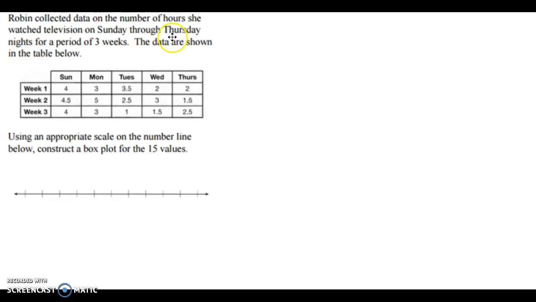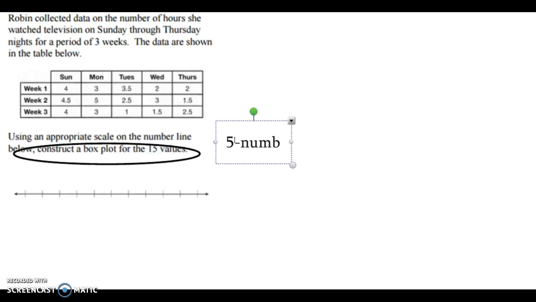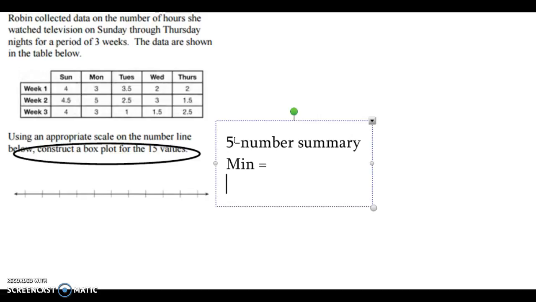All right, next question. Robin collected data on the number of hours she watched television on Sunday through Thursday for a period of 3 weeks. All of these data are talking about the same exact thing, the number of hours that she watched television. So it's not like 3 different data sets, they're all one big data set. So what we're going to do is take all this data, put it into the calculator under L1, and find the 5-number summary, because our objective is to construct a box plot. And in order to construct a box plot, we need the 5-number summary. We need the minimum. We need the quartile 1.